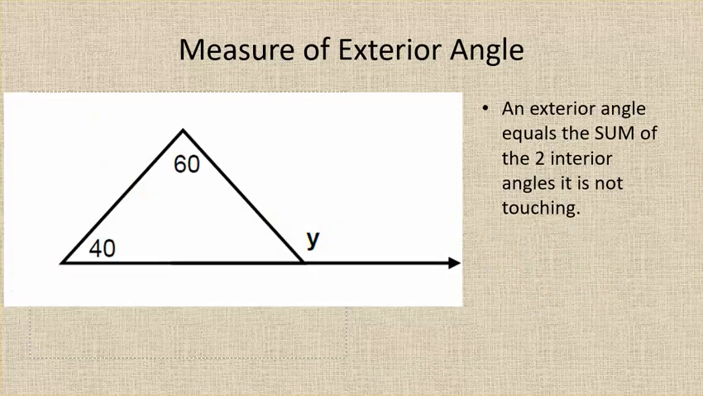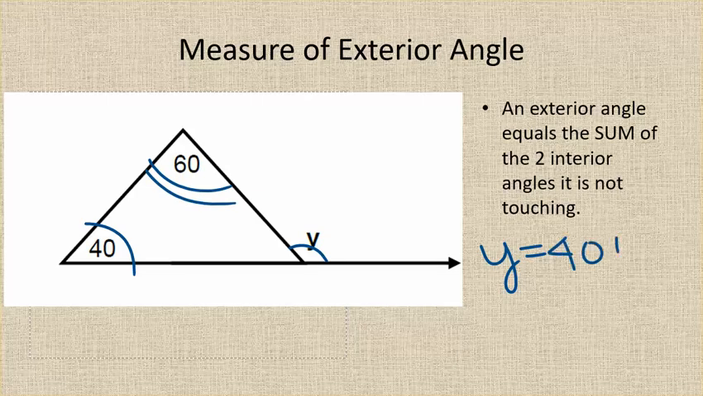Let's do one more. We're going to find the value of Y. Y is that exterior angle. We're going to add together the two interior angles that it is not touching. So 40 plus 60 gives us a value of 100 for Y.